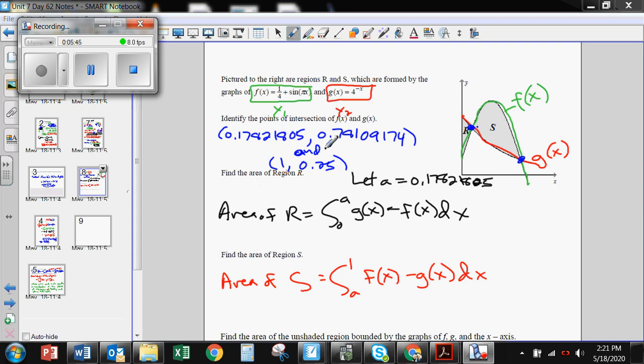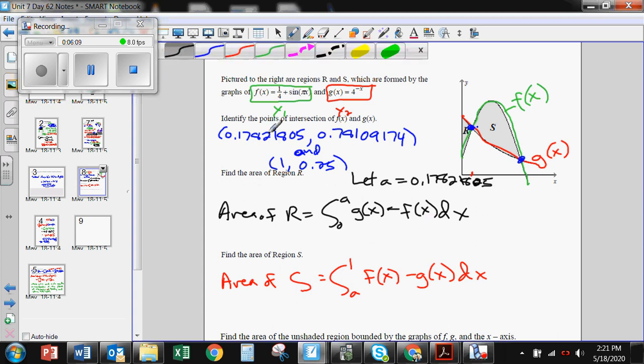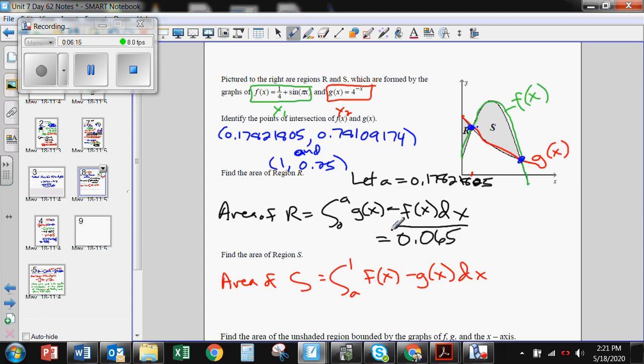So we have our 2 points. And now find the area of region R. So it's the red function, g of x on top, minus f of x on the bottom. And it's from 0 to a. So there's point 0 where it begins, all the way to a, that first intersection point, which we're dealing with the x value. So that is 0.17821.805. And when we do that, we get a value of 0.065.